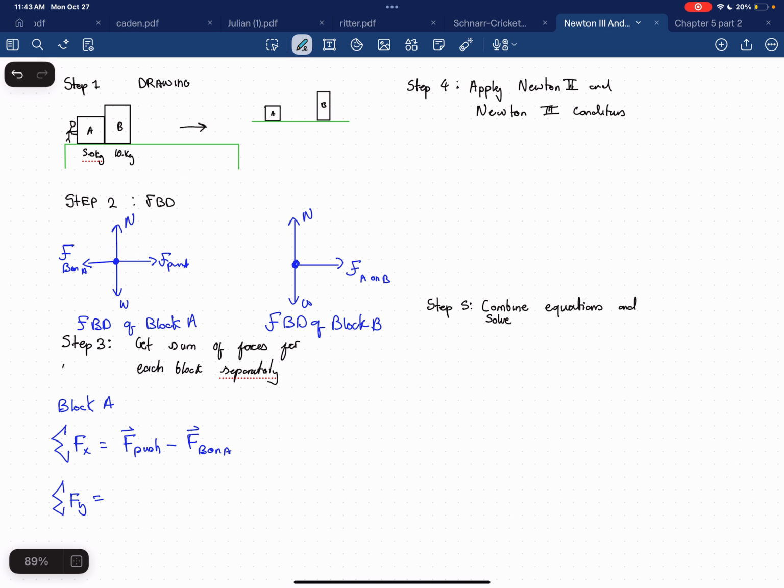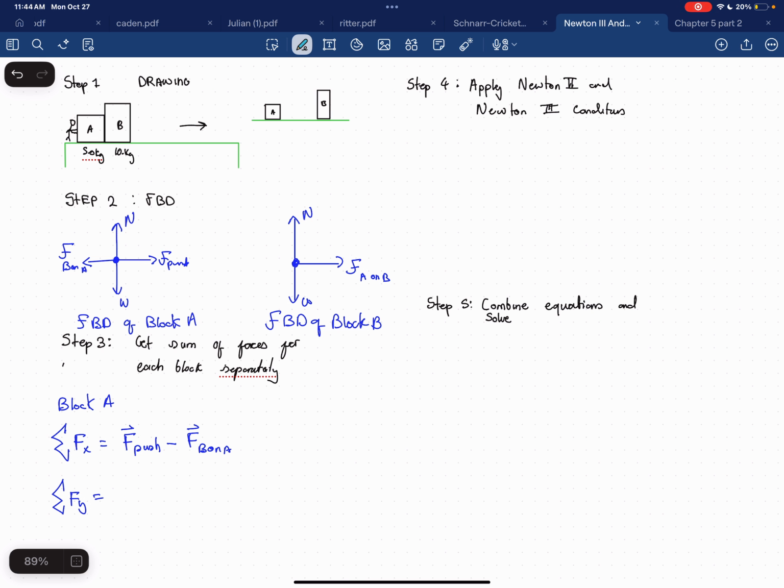What about the Y direction? Well, I know I got my normal force, I got my weight. In the Y direction I'm not moving at all, so that's 0. So my normal force is going to equal my weight. All right, I know that for sure. So that's block A.